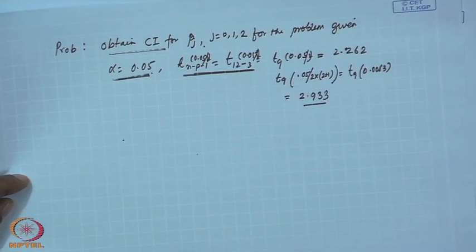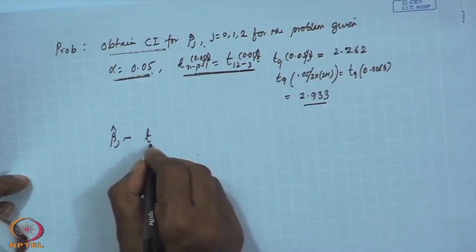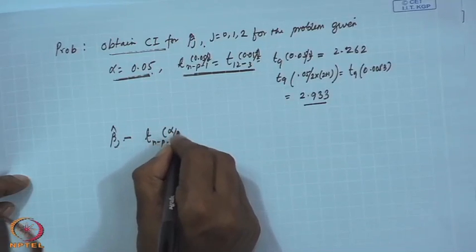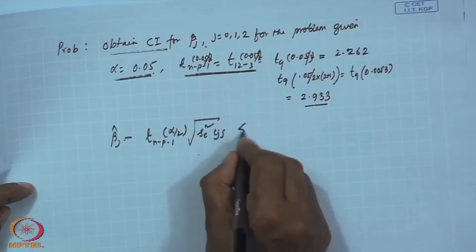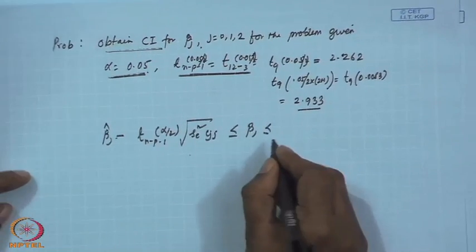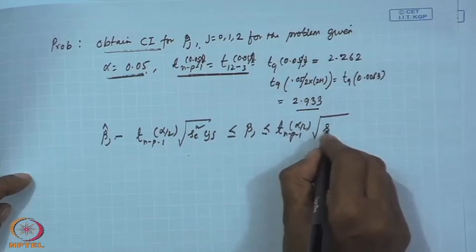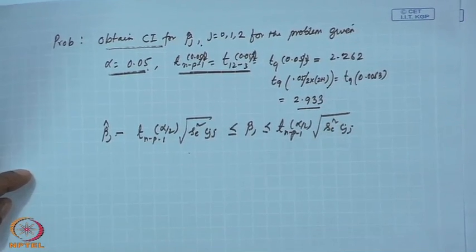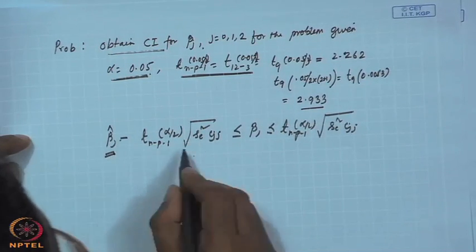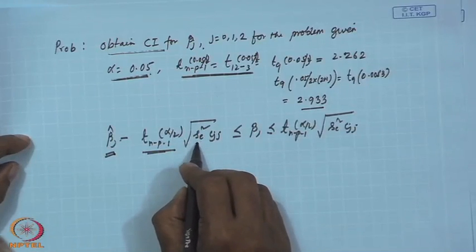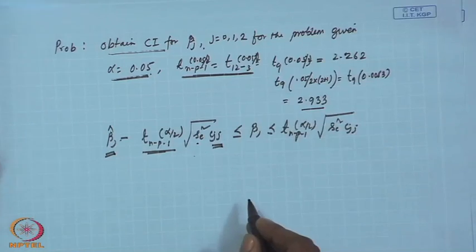You have already seen the formulation: beta j cap minus t with n minus p minus 1, alpha by 2, times the square root of s square c j j, less than or equal to beta j, less than or equal to beta j cap plus t with n minus p minus 1, alpha by 2, times the square root of s square c j j. So, here our beta j cap is known. We want to know this value, s square we have to compute, c j j we also require to know. So, now how do you get these values?